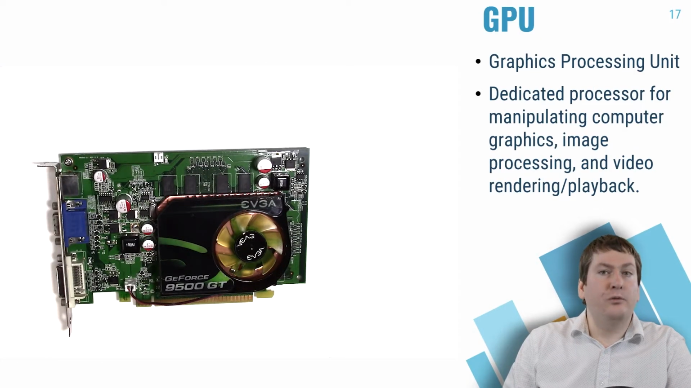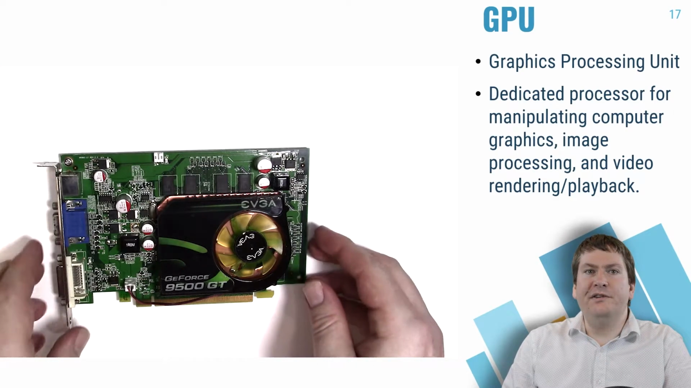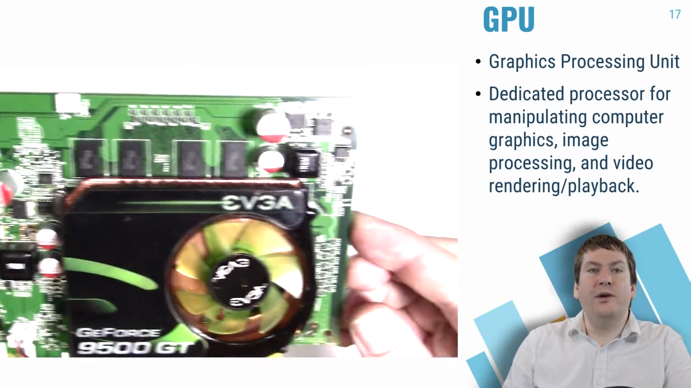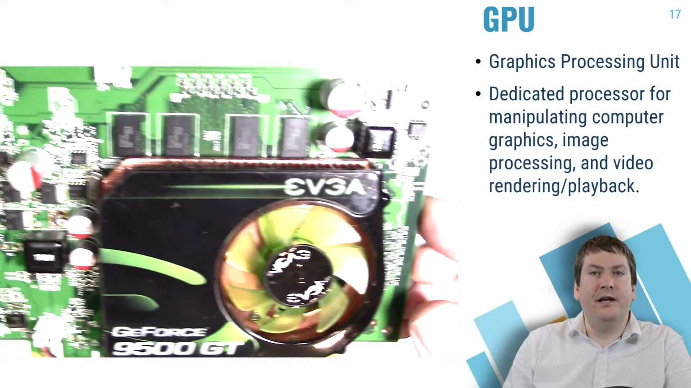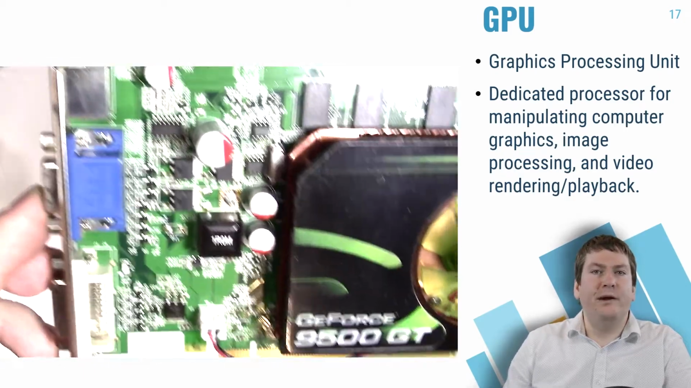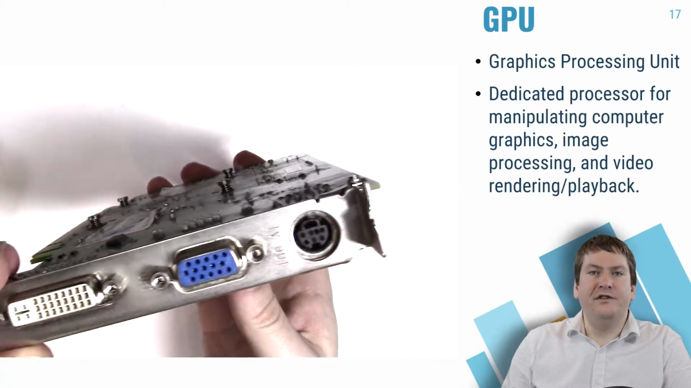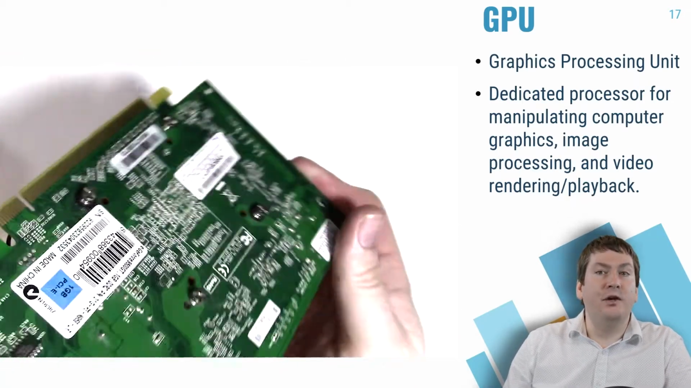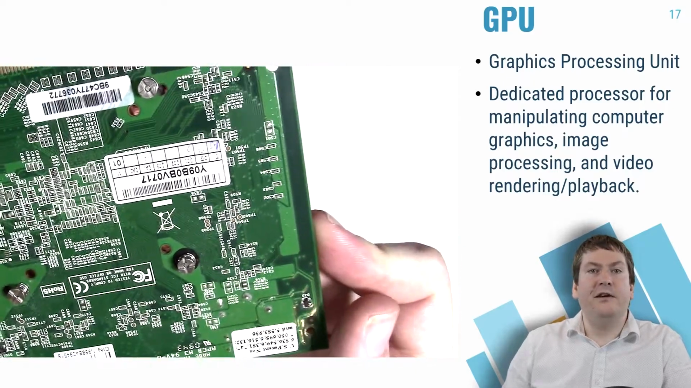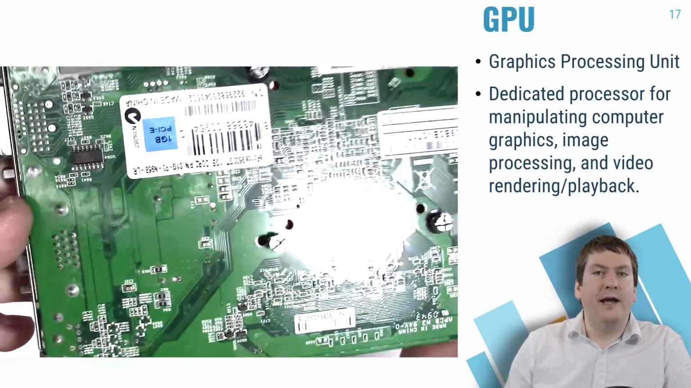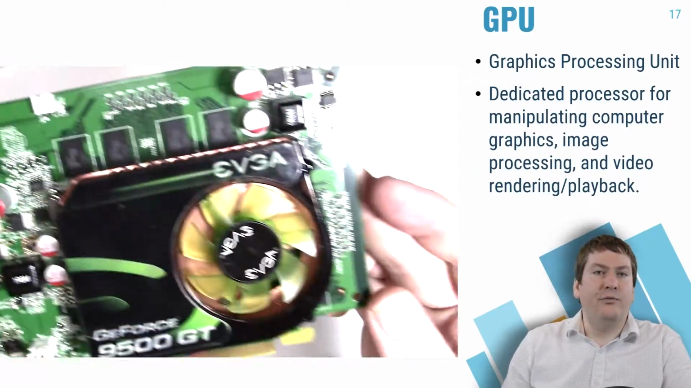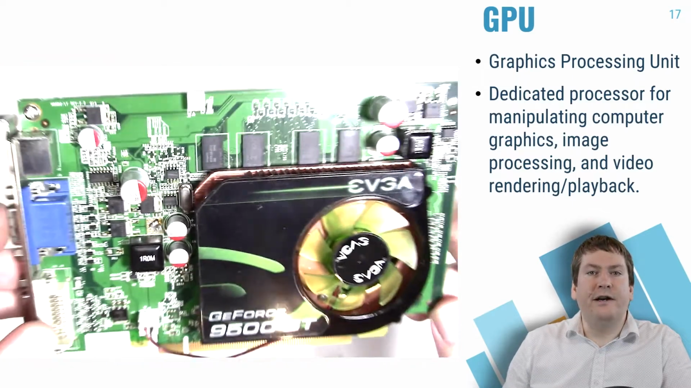Next, we come to the GPU, or the Graphics Processing Unit. The GPU is a dedicated processor just for manipulating graphics, images, and videos. They have their own built-in memory and processing unit. For home users, the main use of the GPU is video games and video playback. However, they also have uses in business for things like video editing and rendering, and 3D modeling, and computer-generated graphics.